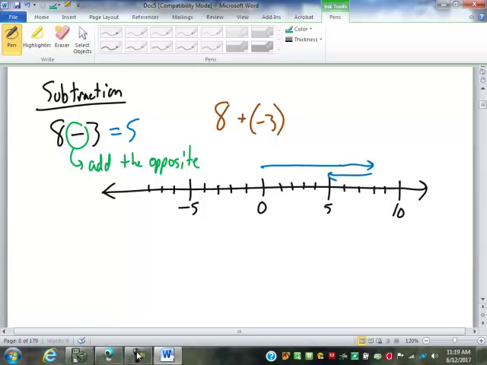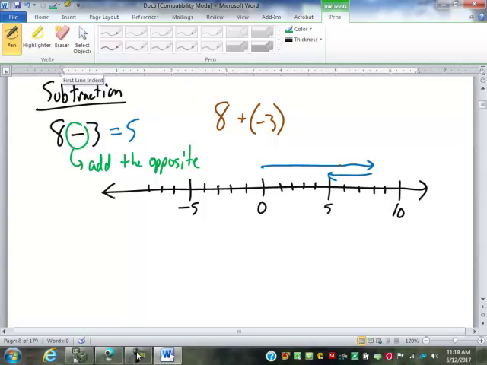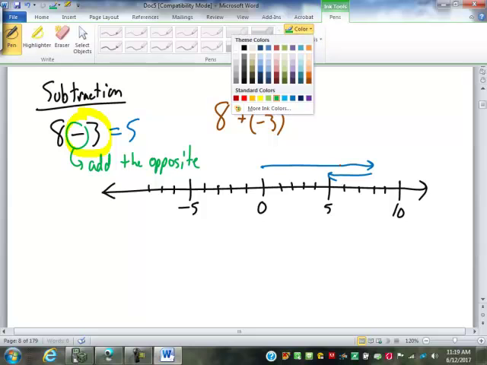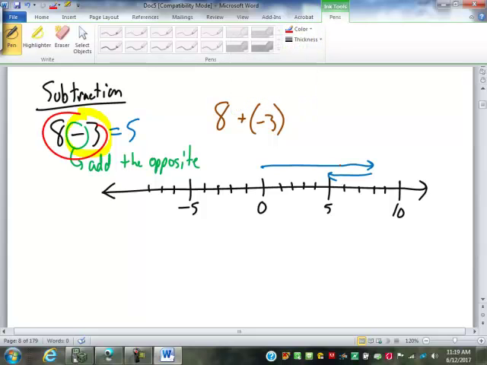Subtraction, any operation, always acts upon the number that follows it. So here the subtraction, the minus, goes with the 3 that comes after it. What this is really telling us to do is to take 8, subtracting 3 means add the opposite of 3. What's the opposite of 3? Negative 3. So 8 minus 3 is really 8 plus a negative 3.